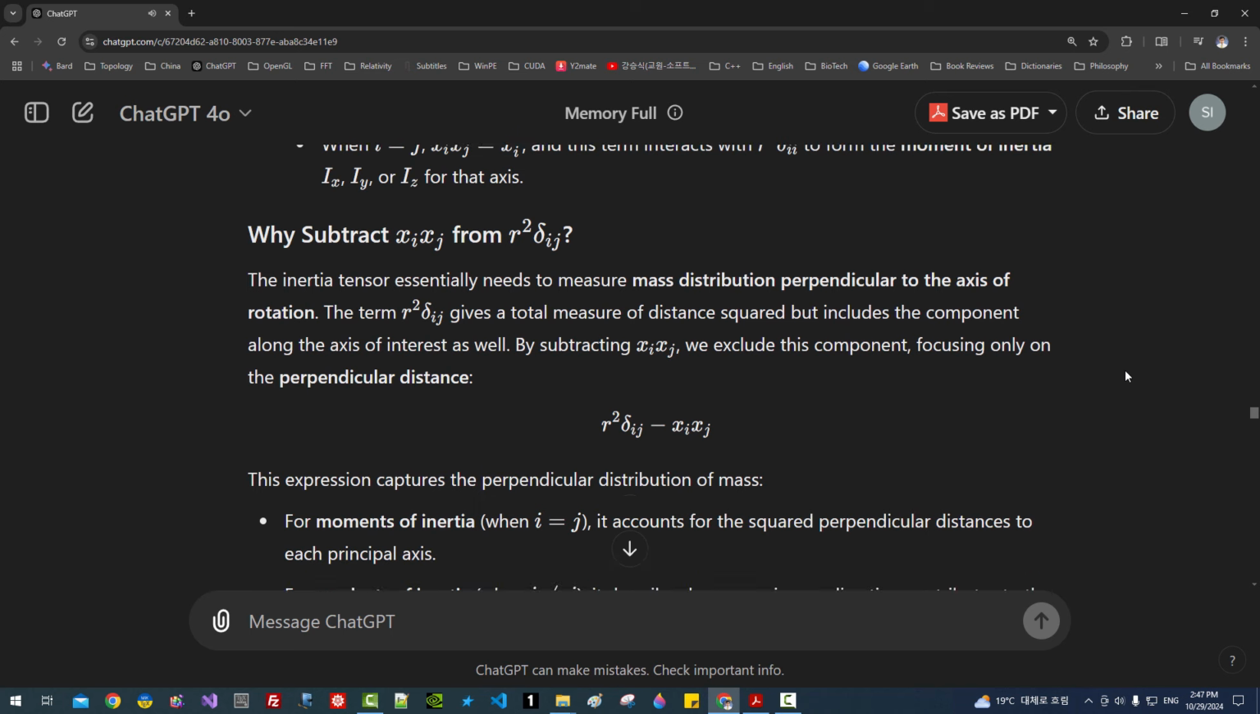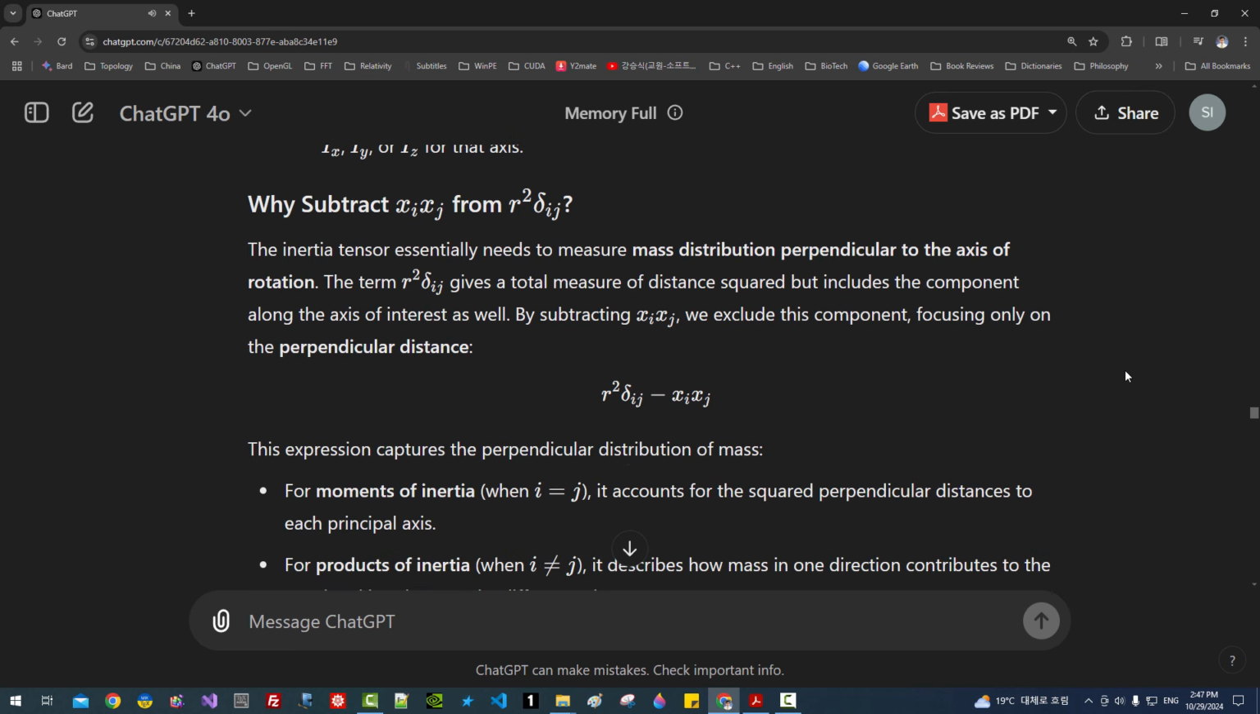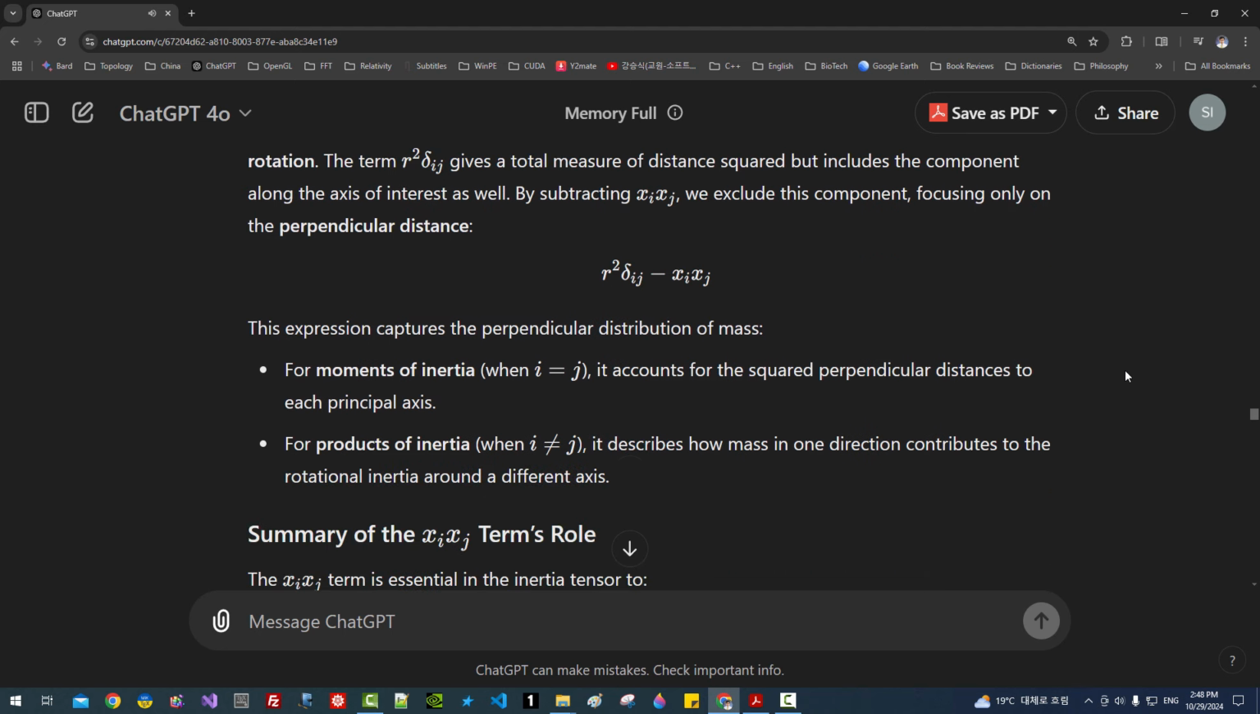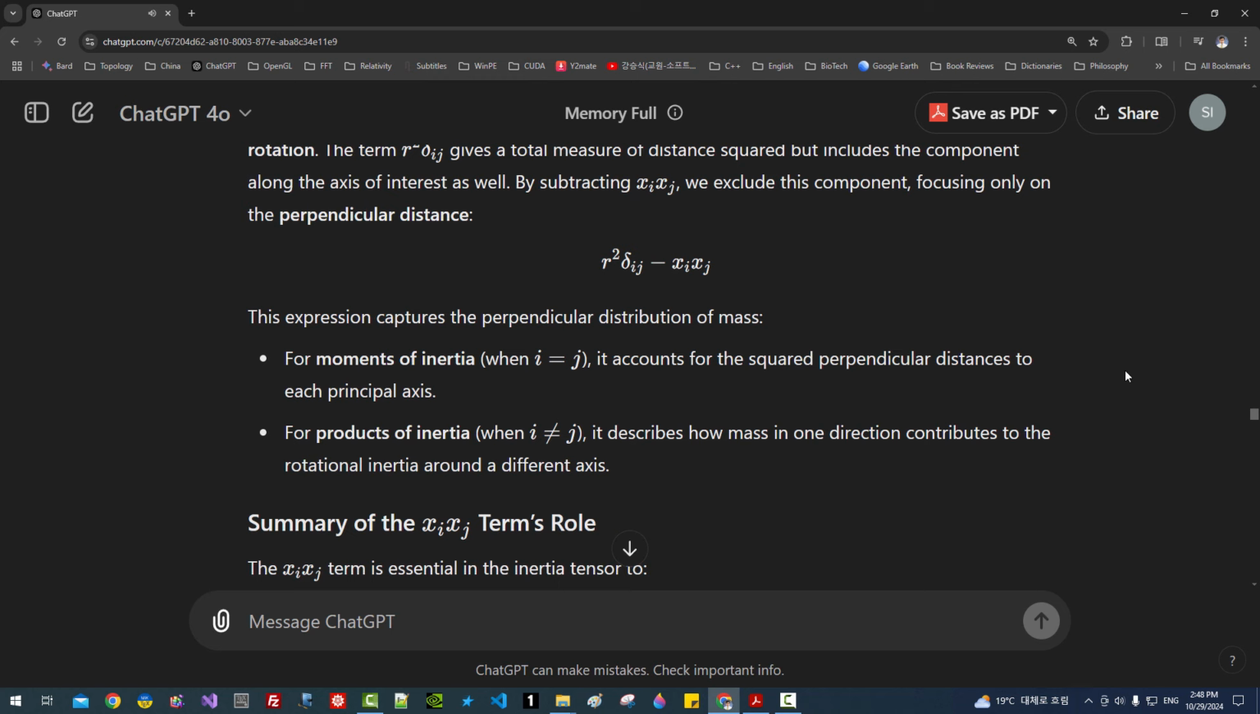Why subtract xi xj from r² delta_ij? The inertia tensor essentially needs to measure mass distribution perpendicular to the axis of rotation. The term r² delta_ij gives a total measure of distance squared, but includes the component along the axis of interest as well. By subtracting xi xj, we exclude this component, focusing only on the perpendicular distance, r² delta_ij minus xi xj. This expression captures the perpendicular distribution of mass.